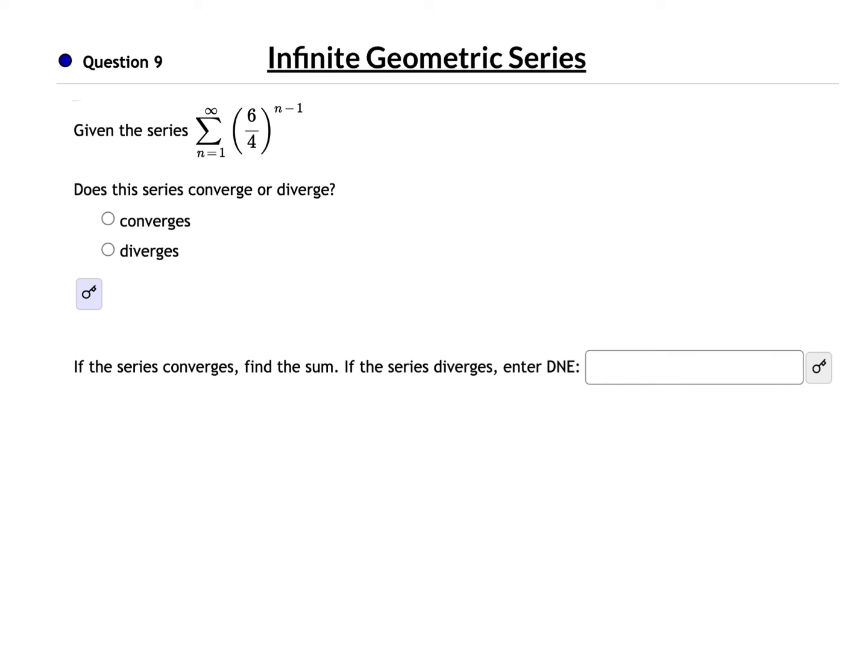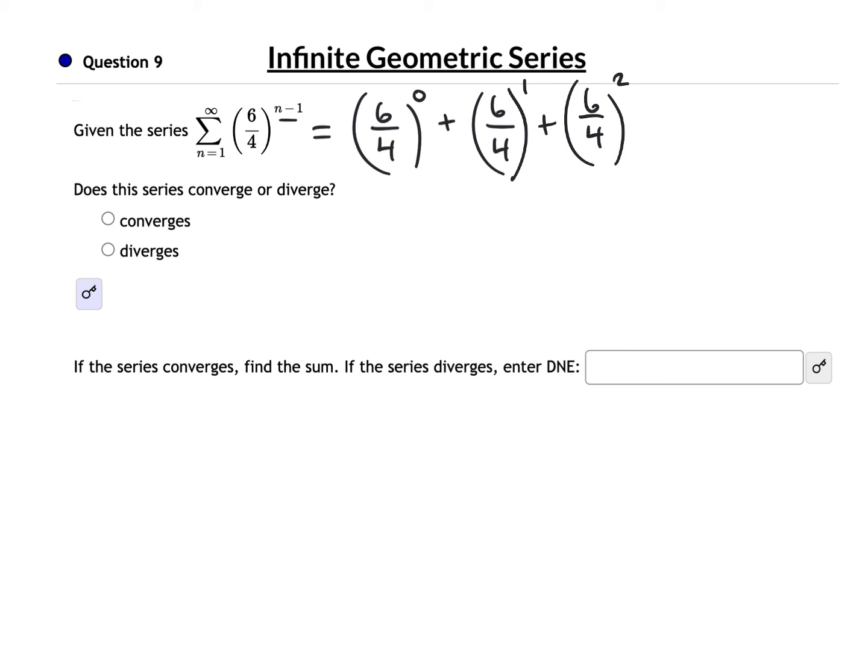Question 9, another summation. First we plug in 1. This is 6/4 to the 1 minus 1. That's to the 0th power. Then we'll plug in 2. 2 minus 1 is 1. Then we'll plug in 3. 3 minus 1 will be 2. On it goes. This is 1 plus 6/4 plus 36 over 16. That does reduce. Both of these reduce.